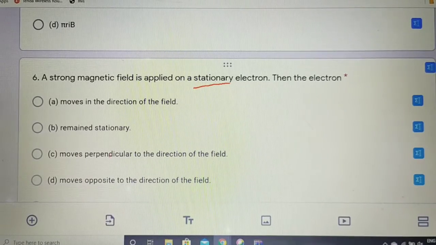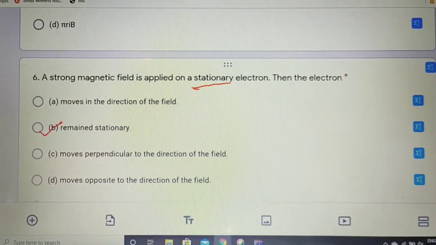So you already know, only if the charge is in motion will the magnetic field act on the charge, or you can say on the electron. Now here the charge is at rest, and a magnetic field is applied. So nothing will happen to the charge, and the charge will remain stationary. Now let us move to the next question.